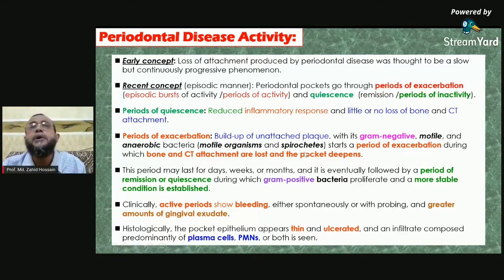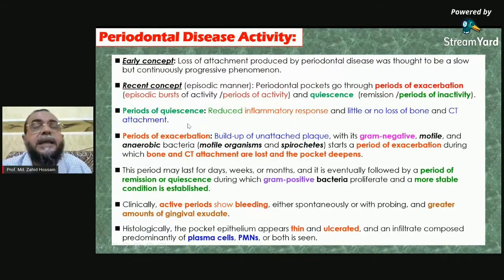Another thing, as I told you, is that it is not static; it has an episodic nature. Sometimes there are periods of exacerbation, when it very actively destroys the tissue. Sometimes it is healing and repairing tissue, which is called quiescence. These two types of periods you will find in periodontal disease progression. Sometimes it becomes normal, sometimes more active.